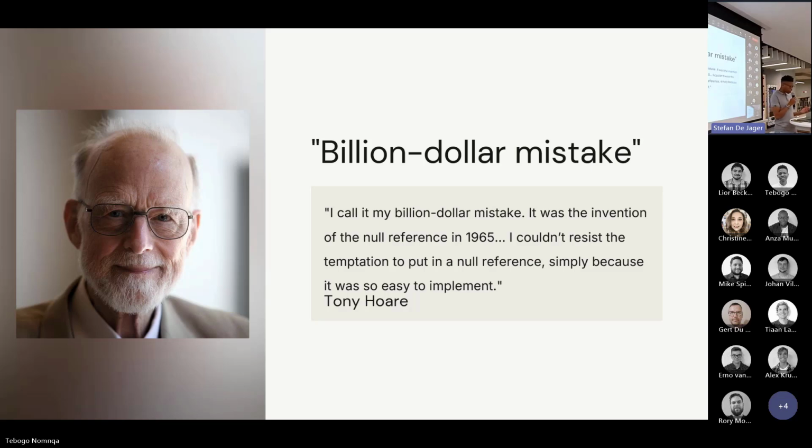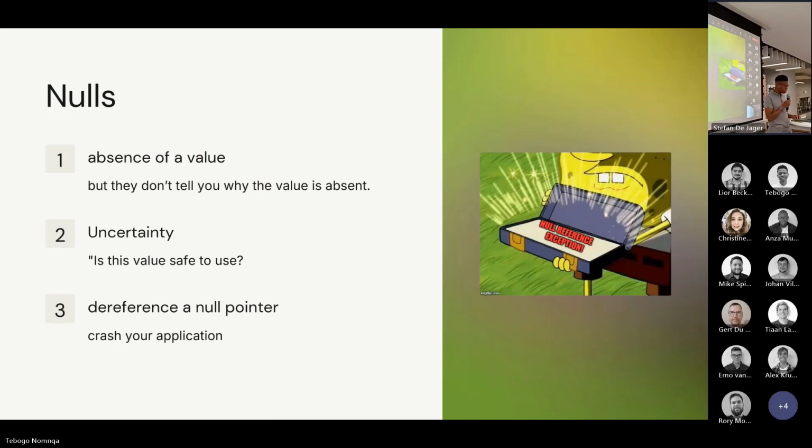So this is Tony Hoare, the inventor of the null reference. In his talk back in 2009, he basically apologized for inventing null. He called it his $1 billion mistake because of the amount of errors it has caused worldwide and is still causing even now. Nulls are problematic because they represent an absence of a value, but they don't really tell you why the value is absent.